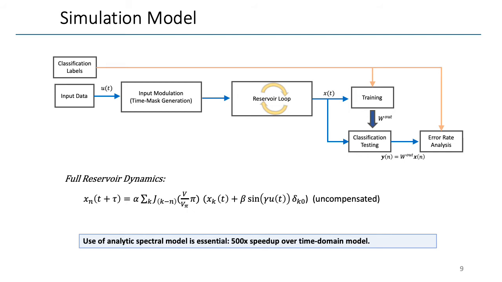The full reservoir dynamics of the optical field are described by the equation shown here, which incorporates the phase modulator and delay loop dynamics. The sign term that you see there accounts for the impact of the sign dependency of the Mach-Zehnder modulator amplitude modulation onto the optical carrier. A precompensation can also be applied to the signal input to remove that sinusoidal dependency and to achieve a purely linear modulation. An important note is that the use of the analytic Jacobi-Unger expansion for modeling the effects of the phase modulator is essential for getting reasonable runtimes for the reservoir simulations. We estimate that we get about a 500x speedup over a purely time domain model of the wavelength-multiplexed reservoir.